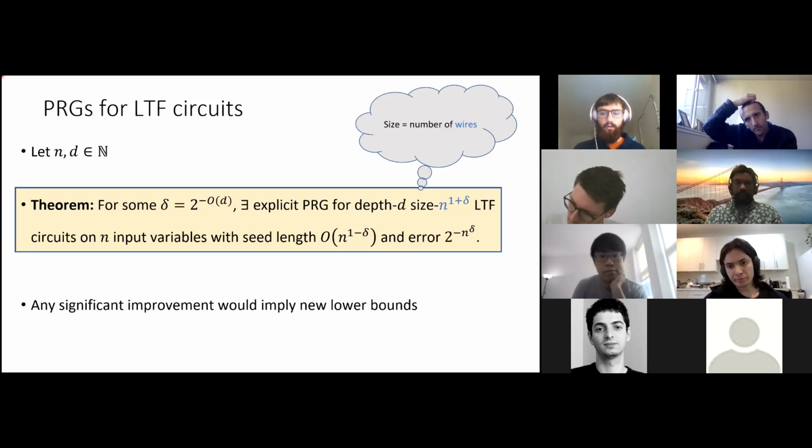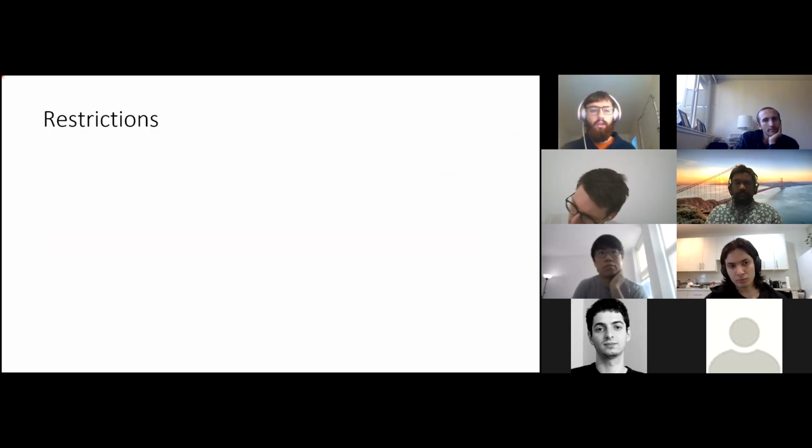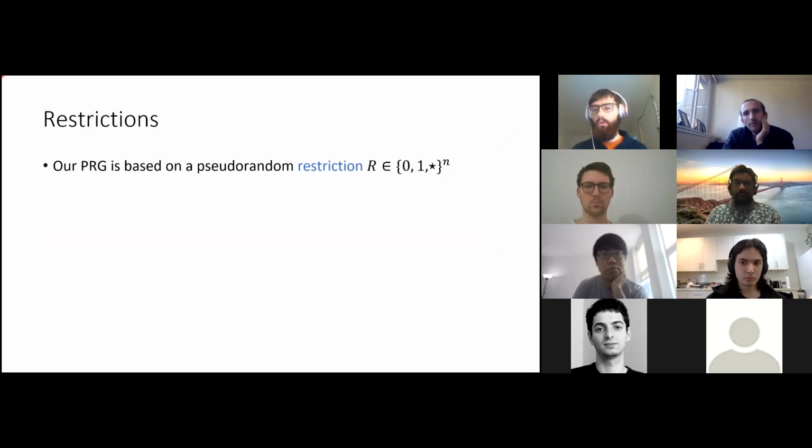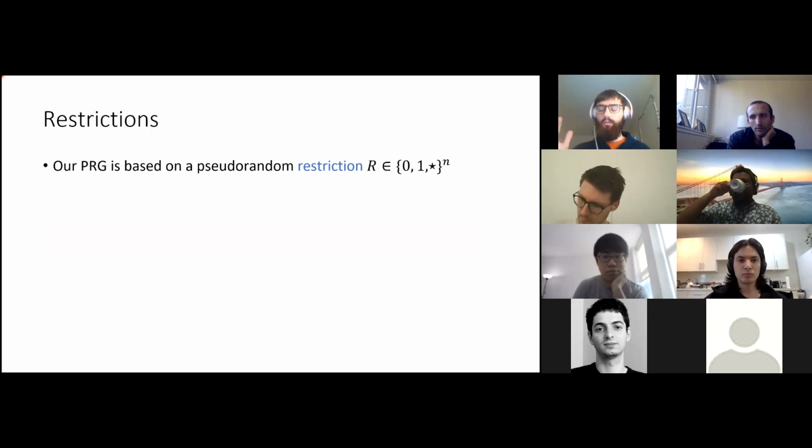All right, so let me then get started telling you about how this pseudorandom generator works. The pseudorandom generator is based on pseudorandom restrictions. A restriction is a string over this 3-symbol alphabet: 0, 1, star. Intuitively, a star means that variable is still alive. It hasn't yet been assigned a value. We're still not sure whether it's going to be a 0 or a 1.